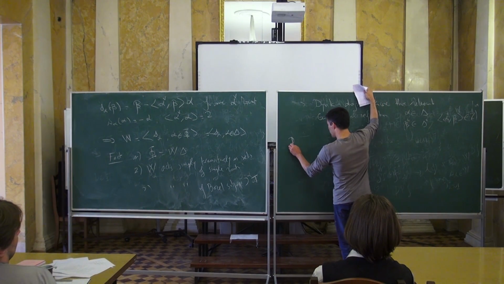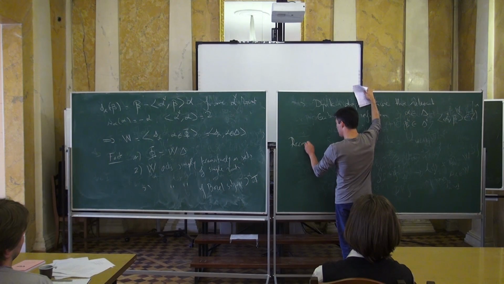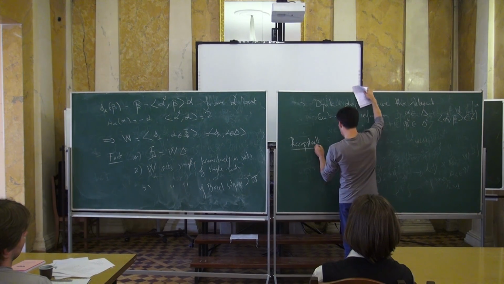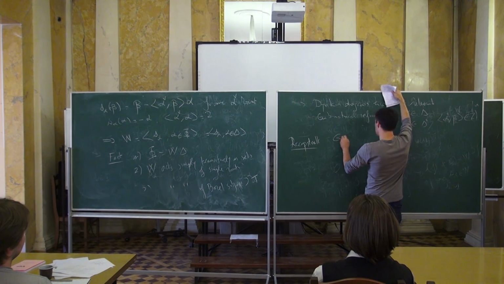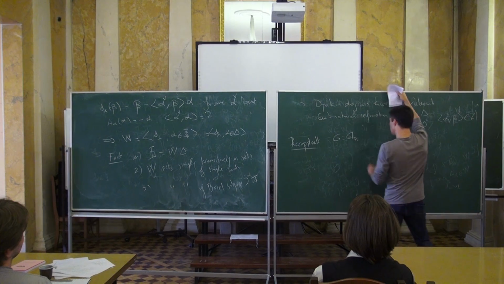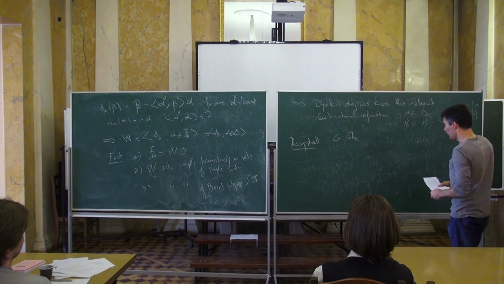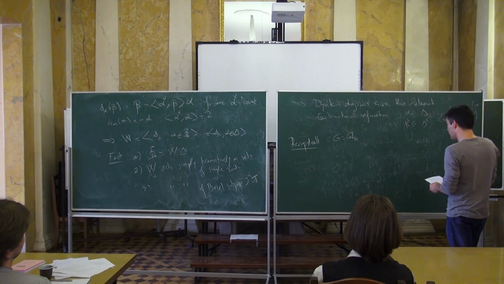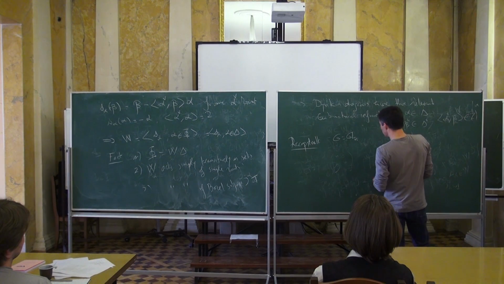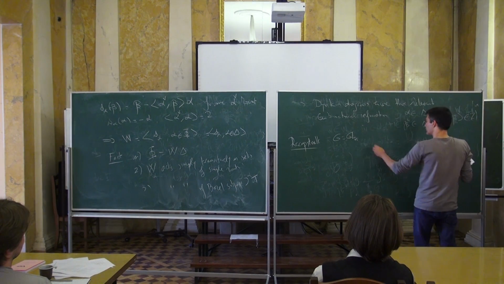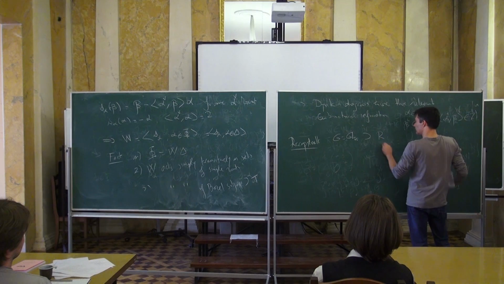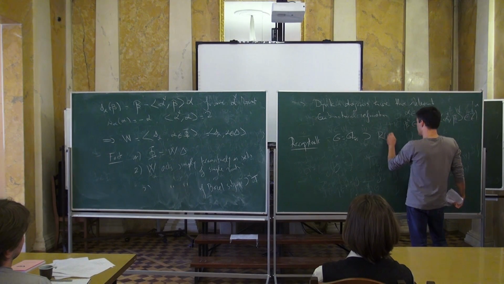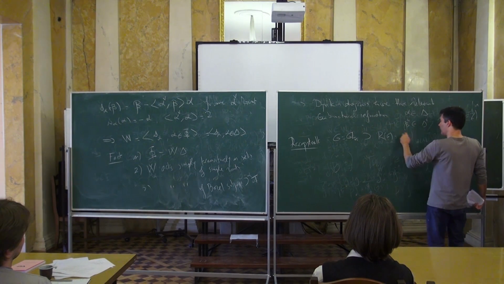So maybe let's recapitulate what we did for GLn. Okay, so GLn is not reductive. Okay, there is a radical which is the space of homotheties.